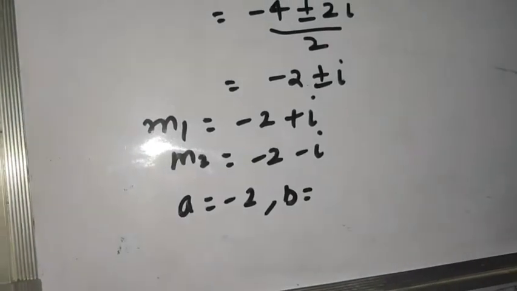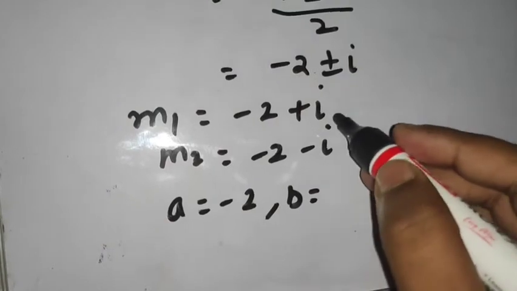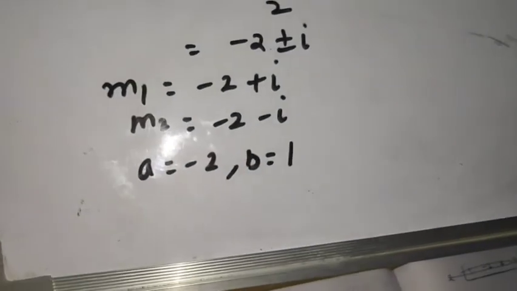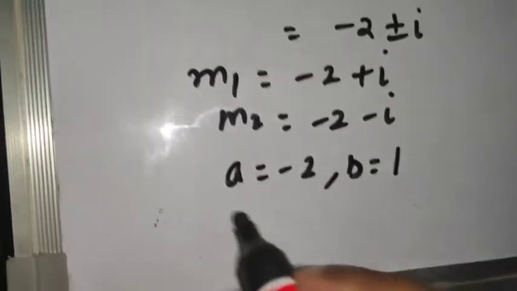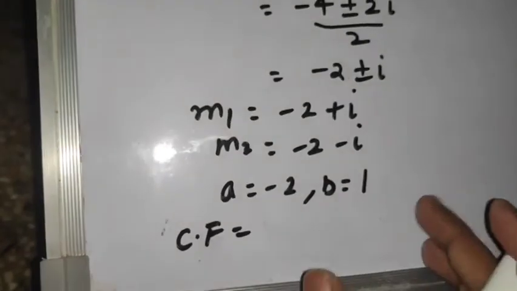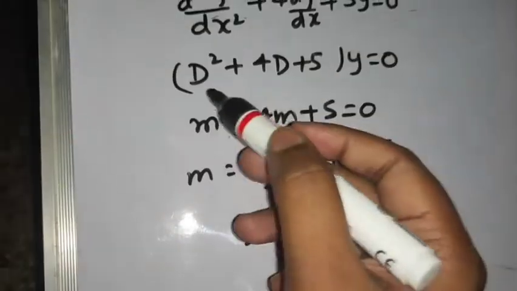Now b, do not look at the sign. What is the constant with iota? That is b. So that in this case is 1. So how do we write the complementary function in this case? You will have only two roots because this is power 2.